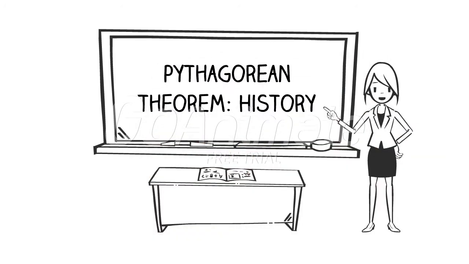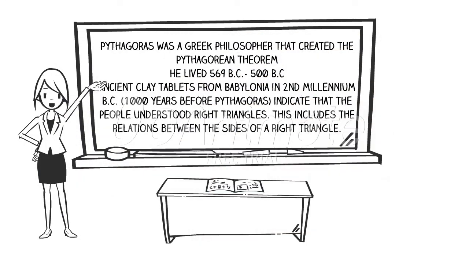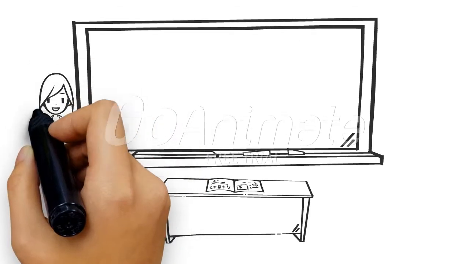First, let's start with the history of Pythagorean theorem. Pythagoras was a Greek philosopher that created Pythagorean theorem. He lived 569 BC to 500 BC. Ancient clay tablets from Babylonia in the 2nd millennium BC, 1000 years before Pythagoras, indicate that the people understood right triangles. This includes the relations between the sides of a right triangle.